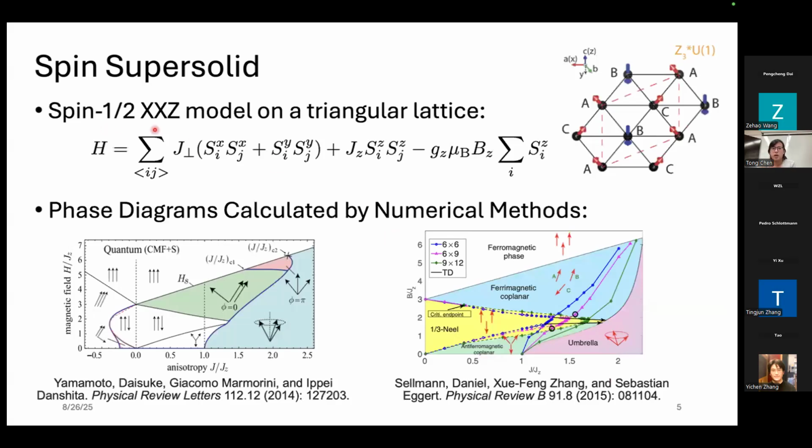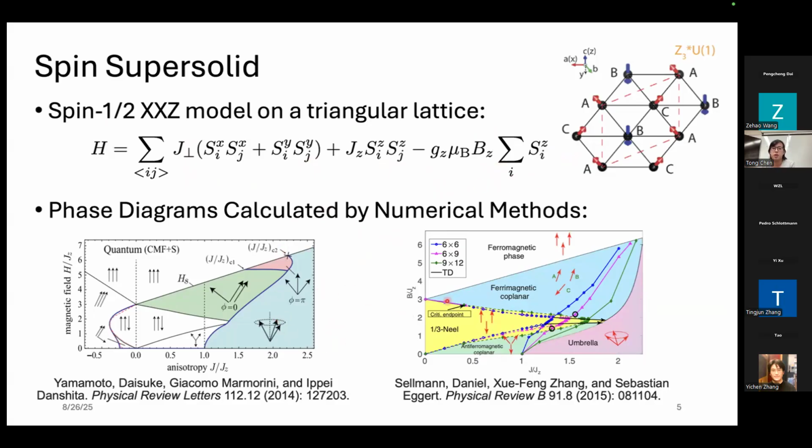So for the spin-half XXZ model on the triangular lattice, there are more numerical explorations done with this Hamiltonian, and then they also have a Zeeman term. The magnetic field is along the out-of-plane direction. If you go back to the hardcore boson model, that is the chemical potential, which you can tune to change the density of bosons. In this case, it's the magnetic field. We can just tune that easily with the magnetic field.